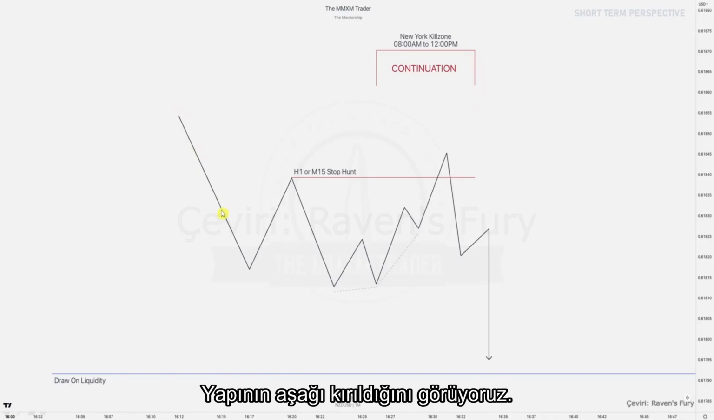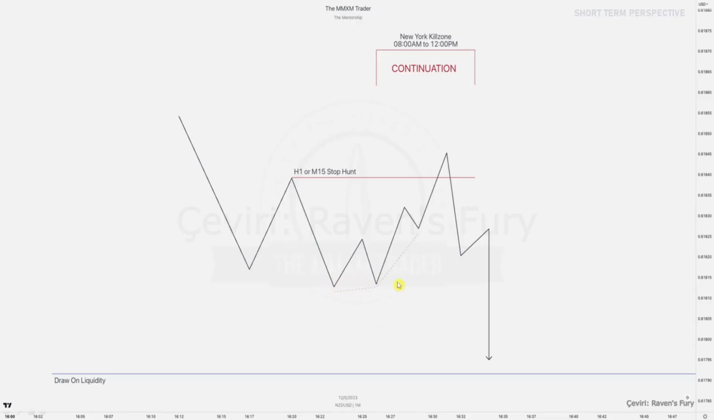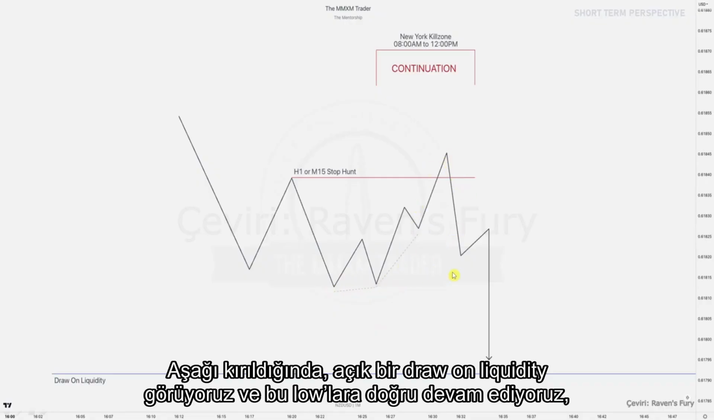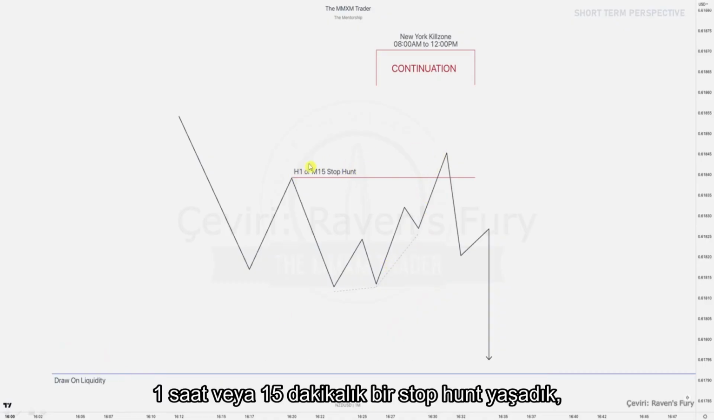EST. We see structure breaking down. Again, looking for liquidity. We see those failure swings, right? We want to have that low hanging fruit, that easy target. So when we break down, we have a clear draw on liquidity and continue down into those lows, right? We had that stop hunt on the 1 hour or 15 minute, right?